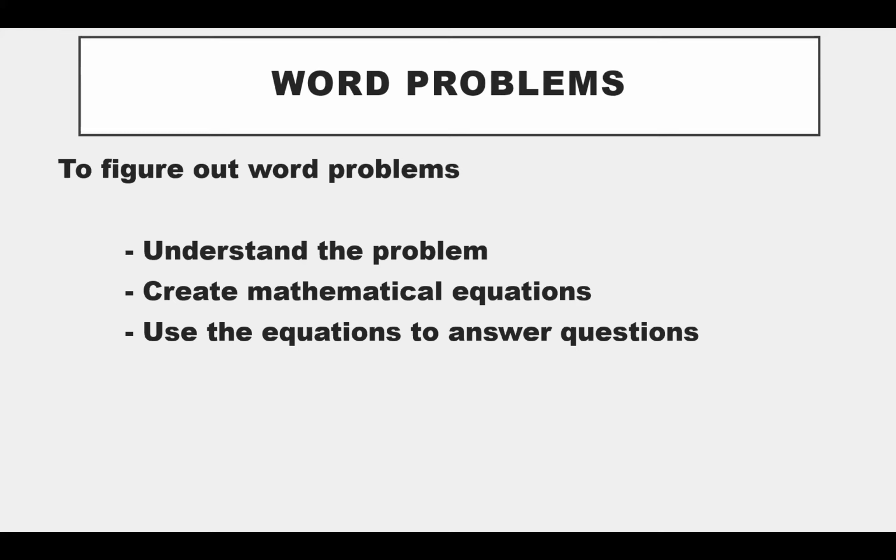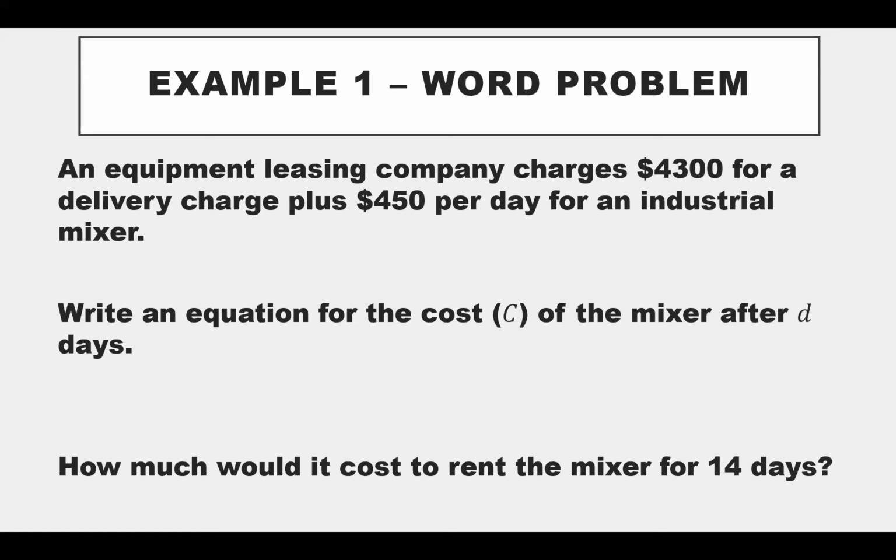Now, there's probably a lot of different material that tells you step by step how to do a specific word problem, but I skip all of the step by step stuff because every word problem is different. However, if we're trying to figure out how to do a word problem or an application problem, the basic steps are always the same. We have to understand what's going on with the problem. Then we have to create some sort of a mathematical equation or equations, and then use that equation or equations to answer some questions. Let's do that in example 1.